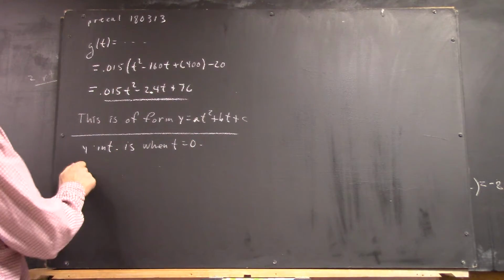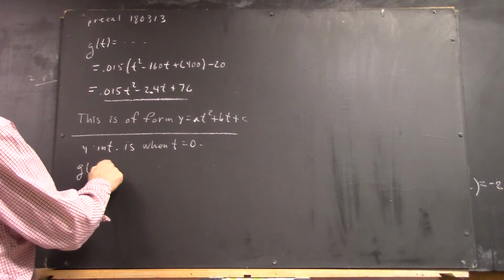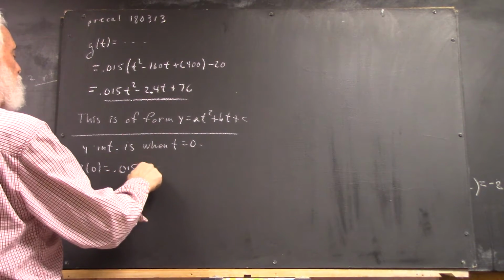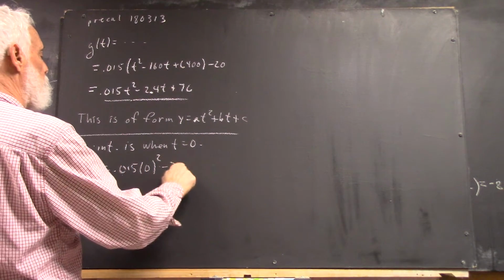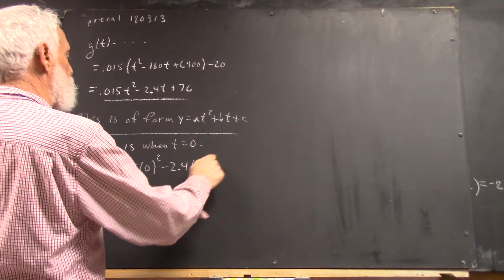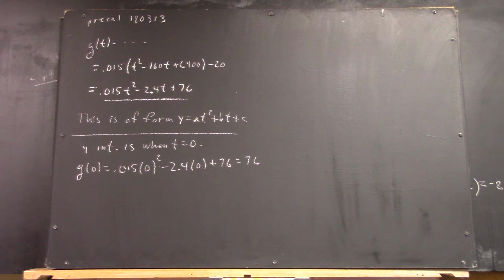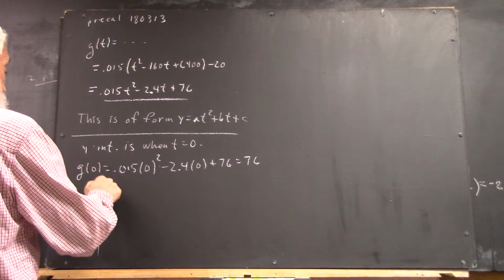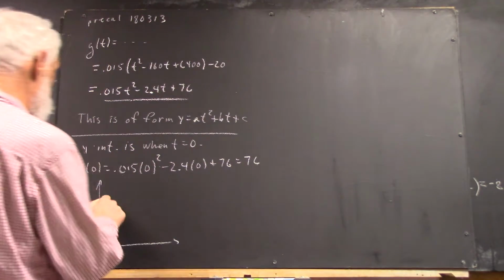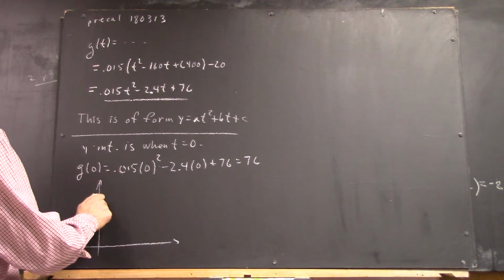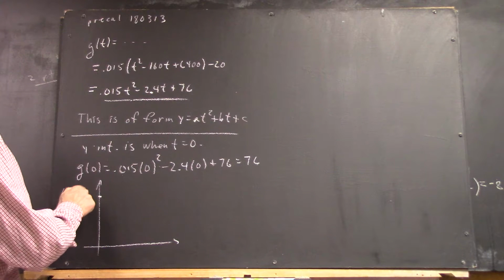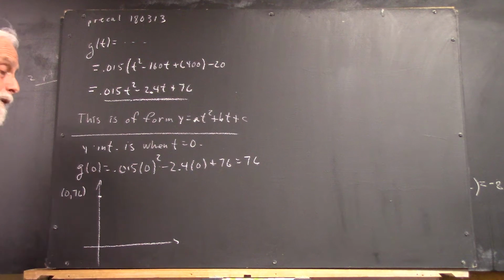Y-intercept is when t equals 0. G of 0 equals 0.015 times 0 squared minus 2.4 times 0 plus 76 equals 76. Okay? So now we know something about the graph of this function. I didn't ask in the problem to put this on the graph, but I could have. So you know you have the point (0, 76). That's the y-intercept. Now, what do we know about the vertex?